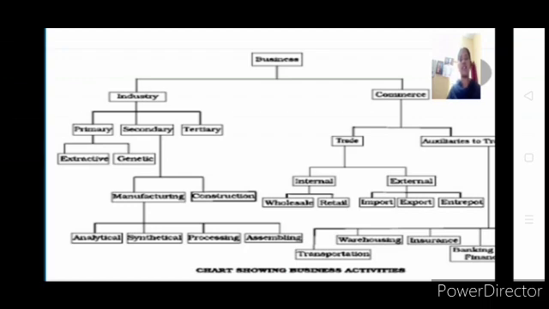In that industry we have seen, again, industry is classified into three, that is primary, secondary, tertiary. And primary industries, again, are classified into two, that is extractive industries and genetic industries. In secondary industries we have manufacturing industries and construction industries. Manufacturing industry is further classified into four, that is analytical, synthetical, processing and assembling.